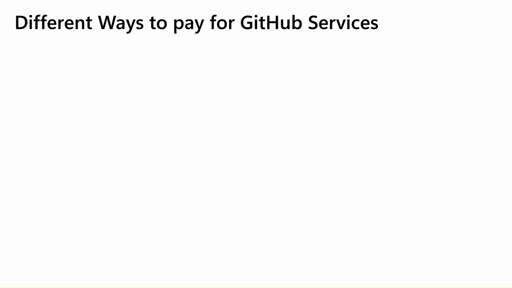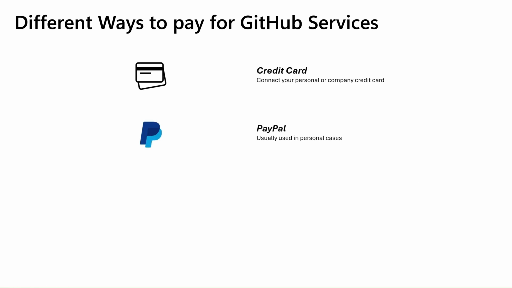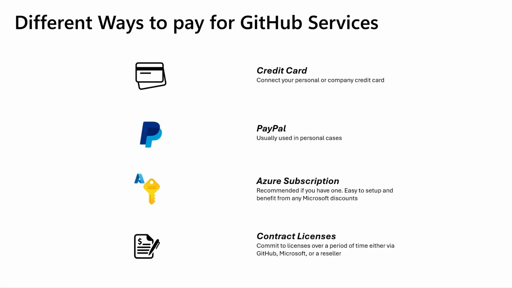So there are different ways to pay for GitHub services. There are four main categories of payment. A credit card for your personal use, or you can connect a company credit card. A PayPal account, this is typically used in more personal cases. An Azure subscription, as described, if you are a Microsoft customer, this is recommended, and we will discuss this in a moment. And contractual licenses, so you can decide to pre-commit to a certain number of licenses, say 20 or 50, and be invoiced for those licenses either directly through GitHub, Microsoft, or a reseller of your choice.